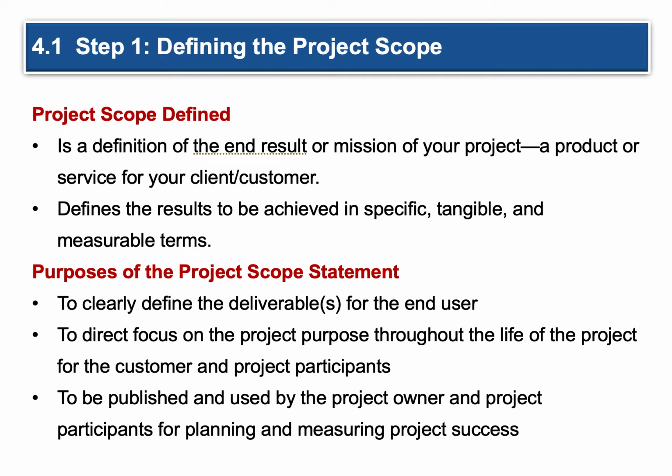So what's the purpose of a project scope statement? It's to clearly define the deliverables for the end user. So what are you trying to achieve with this project? It gives direct focus to the project purpose throughout the life of the project for the customer and its project participants. So it's like, okay, you have a team of 5 people. What is person 1, 2, 3, 4, 5 doing within this project? And then what are they doing next week? And what's your schedule for this? And what are going to be the costs? All right. The purpose again of a project scope statement is to be published and used by the project owner and project participants for planning and measuring project success.